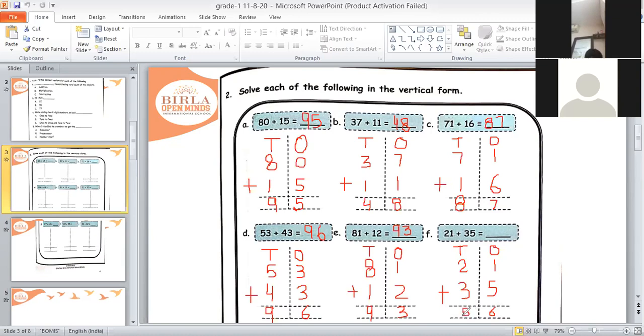So answer is? Suryansh, read this number. How you will read this number? 56. Yeah. So this is 56. Answer is 56. Very good, Suryansh.